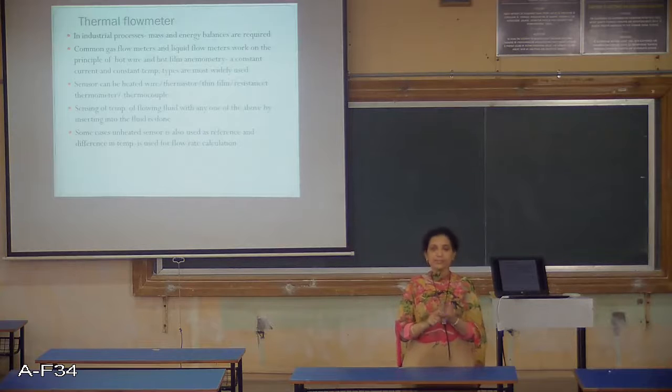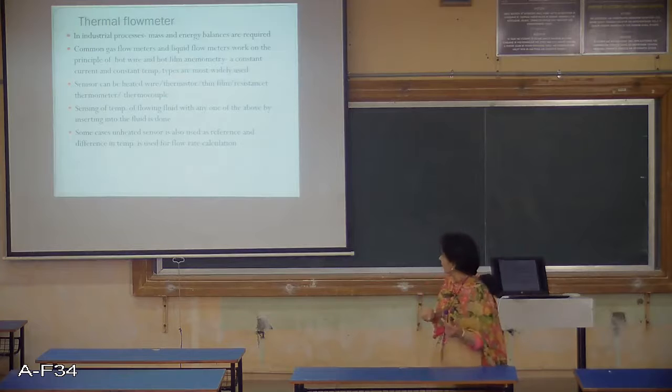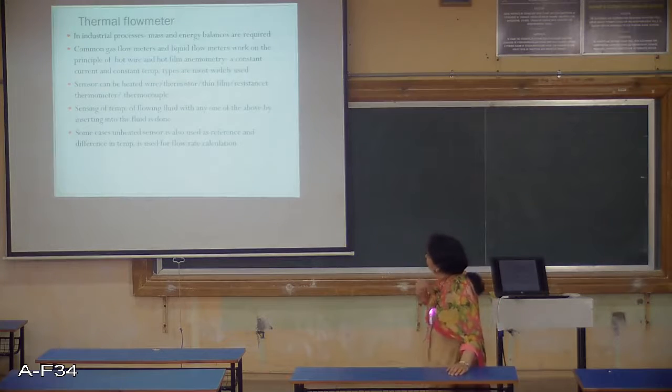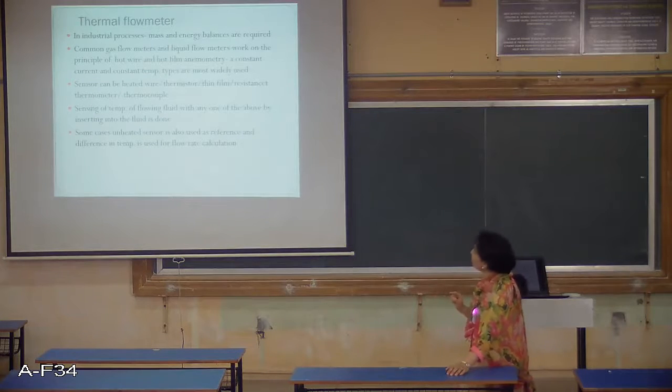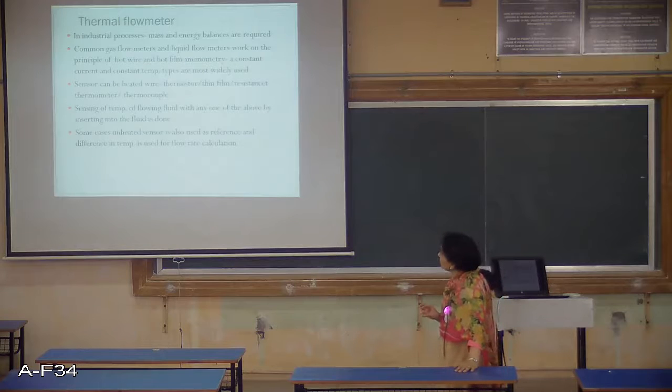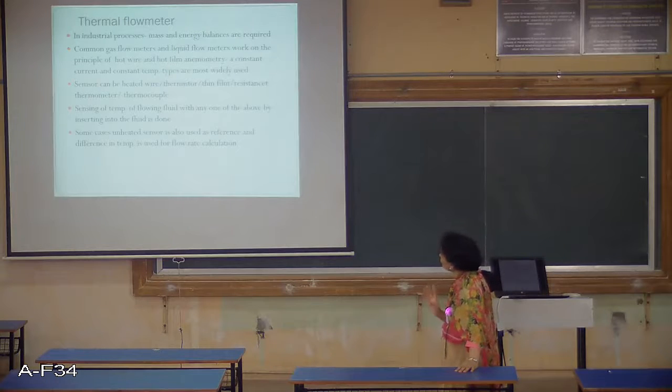So this we have discussed in mechanical transducers, how flow and mass we have to measure, and different 3-4 types of flow meters and mass flow meter we have discussed there. So common gas flow meters and liquid flow meters work on the principle of hot wire and hot film anemometry. A constant current and constant temperature types are most widely used. Sensor can be heated via thermistor, thin film, resistance thermometer or thermocouple.